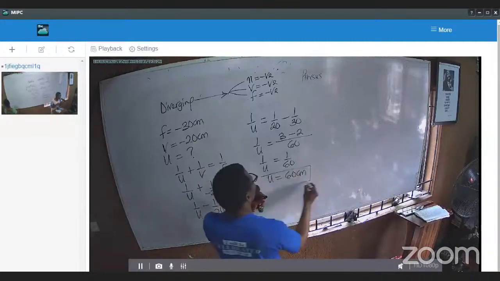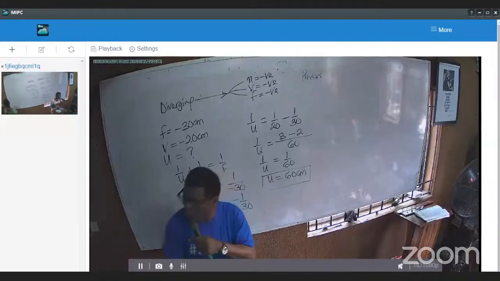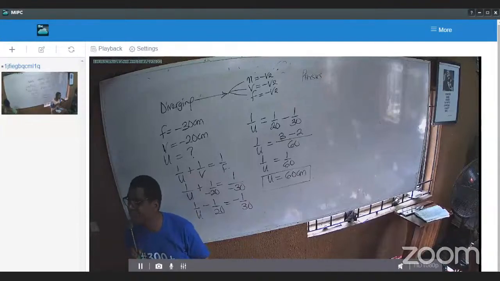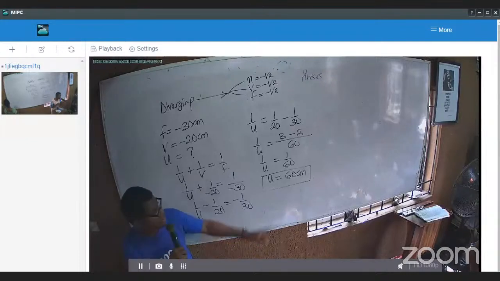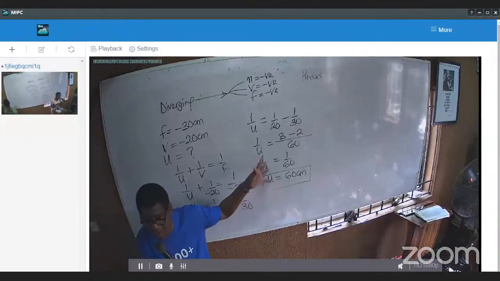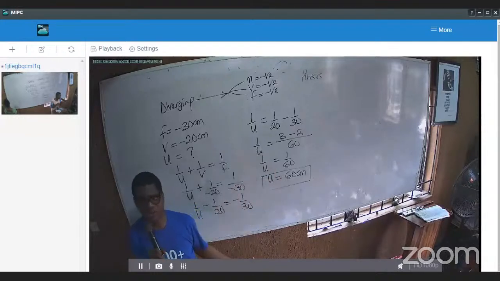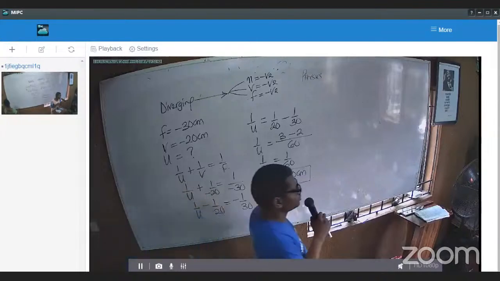Mr., when I did my own, I got U to be negative. That means you are wrong. Whether you are a converging, diverging, mirror, lens, object must always be what? Positive. So once you are getting U to be negative, you know that there's an error somewhere in your U, otherwise you're having virtual objects, and we have not gone to that level.